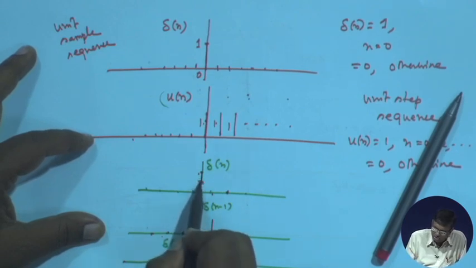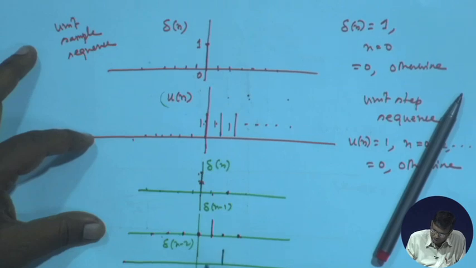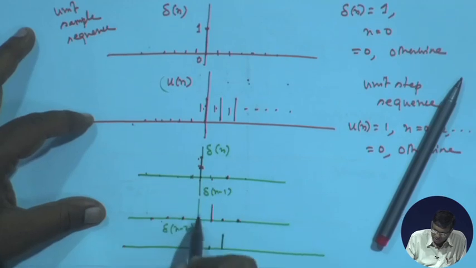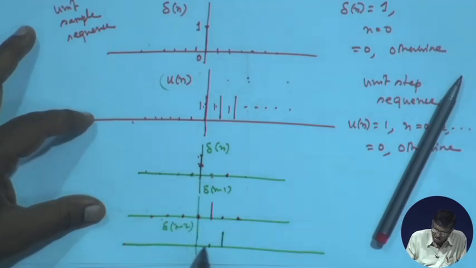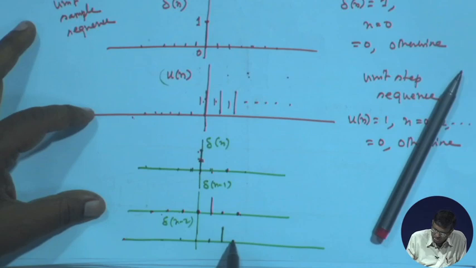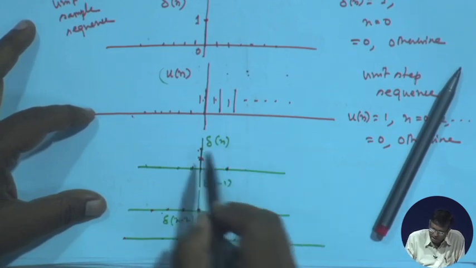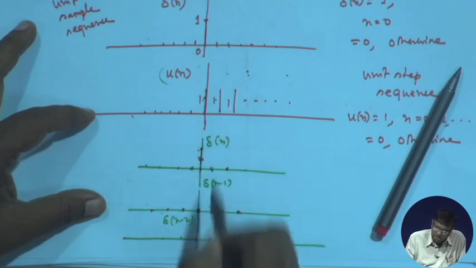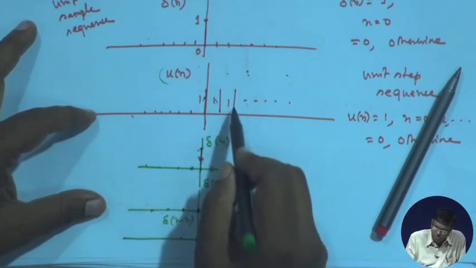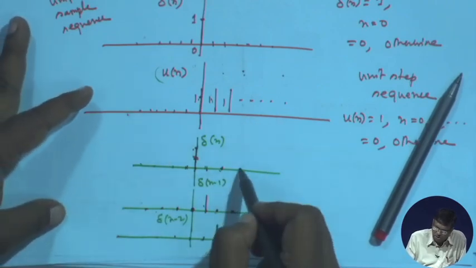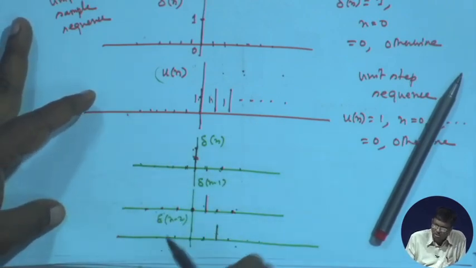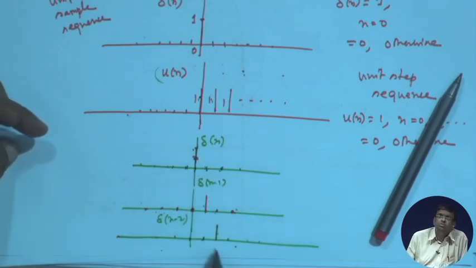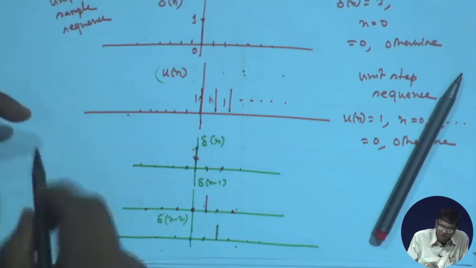So, delta[n minus 2] means this 1 will be shifted to location 2, and 0 here, because this 0 will move here, this 0 will move here, this 0 will move here. So, all other points are zeros. If I add the 3, 1 plus 0 plus 0, 1; 0 plus 1 plus 0, 1; 0 plus 0 plus 1, 1. All other points will be zeros, because 0 plus 0 plus 0 is 0. But this way, if I go on adding delta[n] plus delta[n minus 1] plus delta[n minus 2] plus and so on, then I get back u[n].